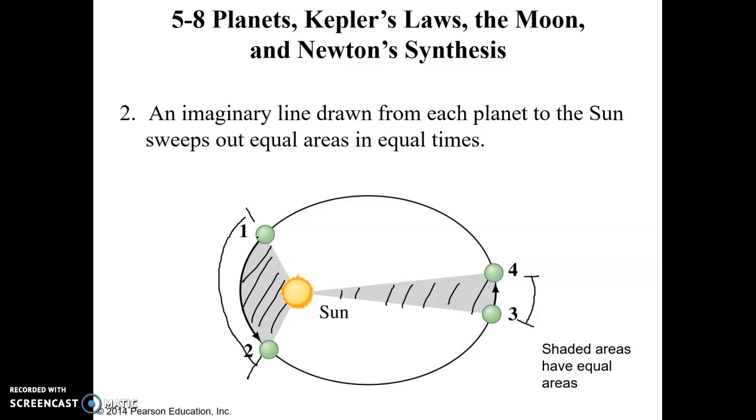So although it seems as if this is a larger distance, which it is, it takes a longer distance to travel, that means that the planet is moving faster here than it is out here to travel a smaller distance. But the areas remain equal.